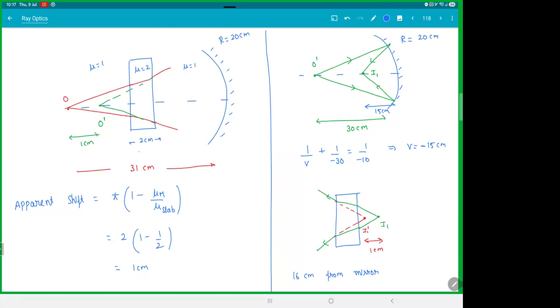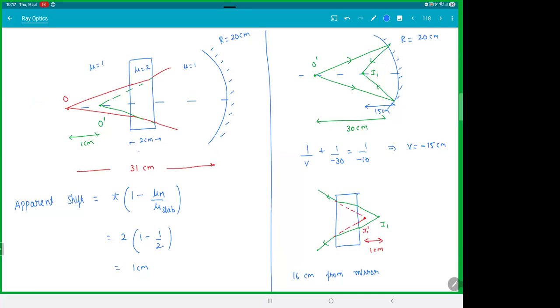So every time you pass through the slab, you will shift 1 centimeter in the direction of incident rays. So initially 31 becomes 30. Then 30 will give you 15 from reflection. Now the 15 is passing through the slab. So anyone who is standing here will see I1 dash and think it is at 16 centimeters.